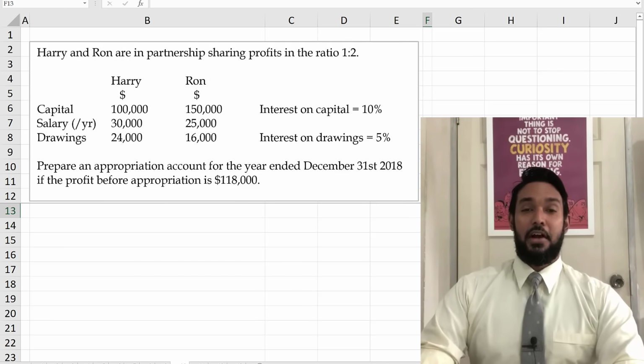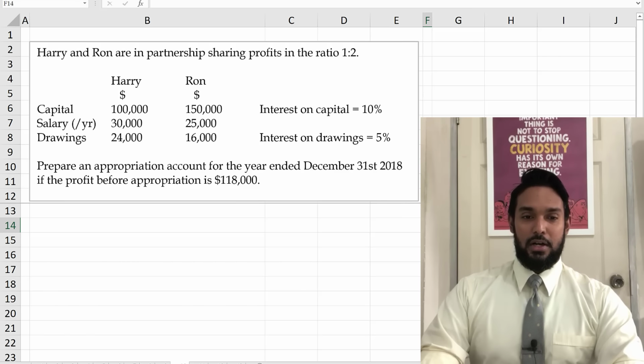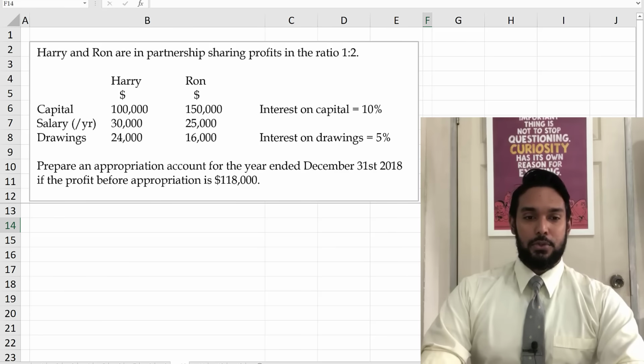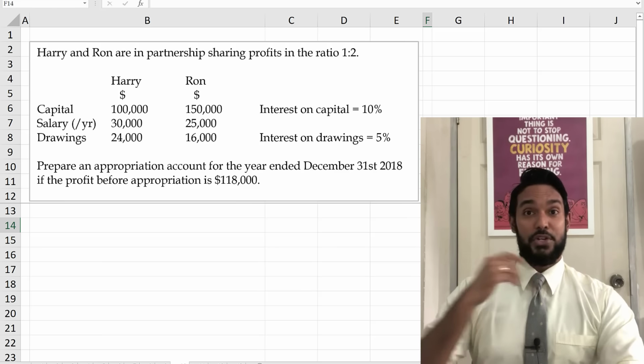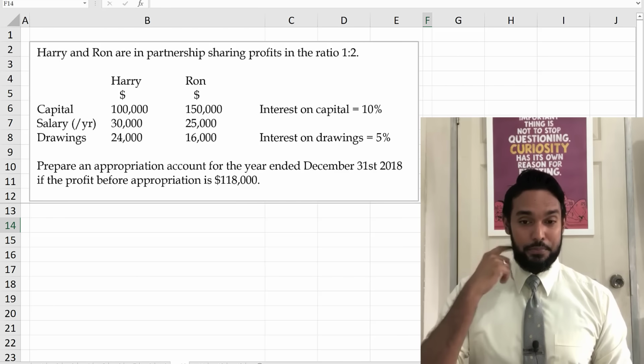All right. Harry and Ron are in partnership, sharing profits in the ratio 1:2. So I managed to drop a nice little format here. So Harry and Ron have capital, interest on capital is 10%. Salary per year, right? Drawings. Oh, interest on drawings. So I went straight to interest on drawings. I didn't bother to do multiple interest on capital examples.